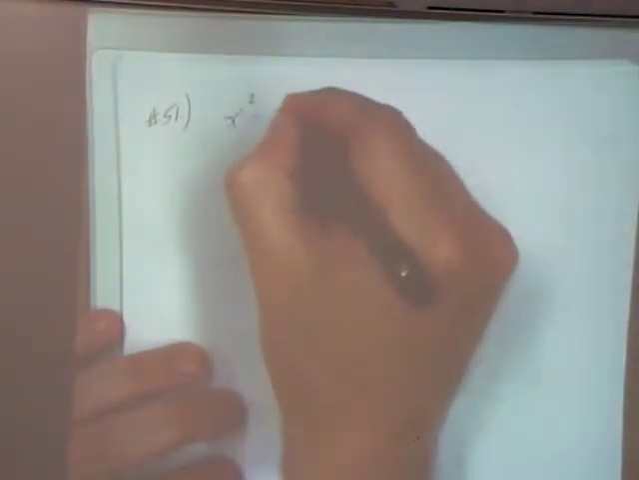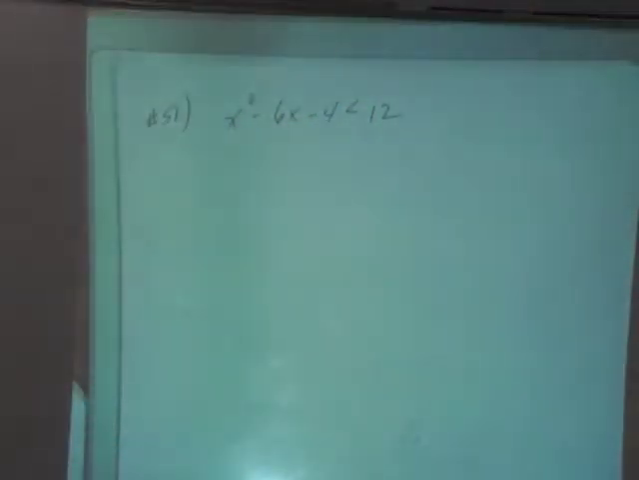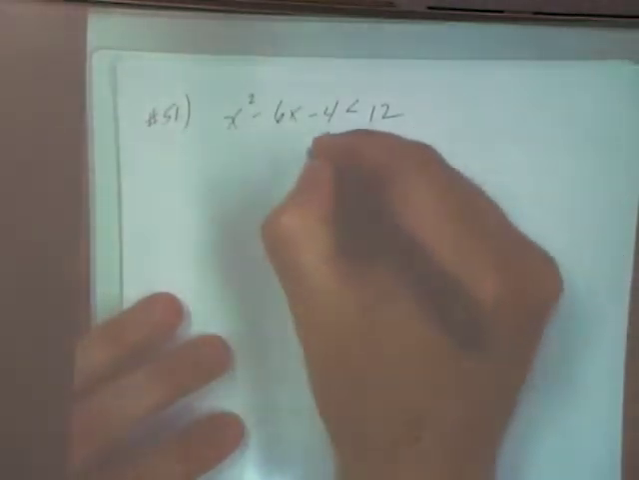Finishing up the Algebra 2 Semester 1 Review, 2016. Starting on number 51. Alright, so where are we at here? Solve x squared minus 6x minus 4 is less than 12. It's quadratic. I want to set it equal to 0, so we'll subtract the 12 over.